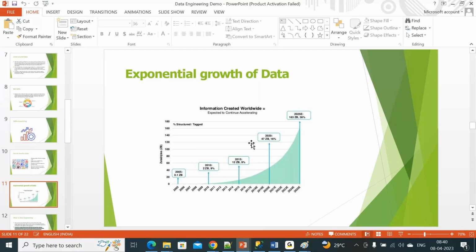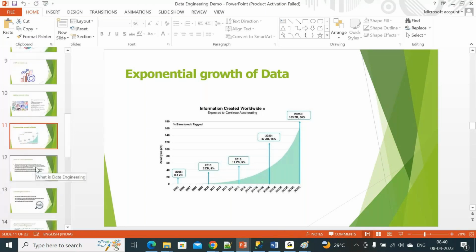These tools are hosted in something called the cloud. What are the tools which are hosted on Microsoft? We have a cloud called Azure.